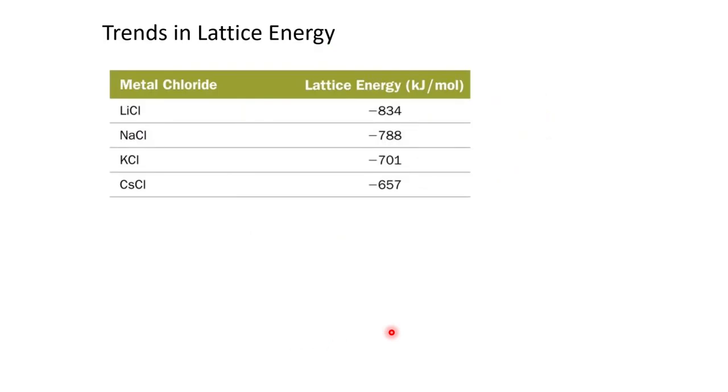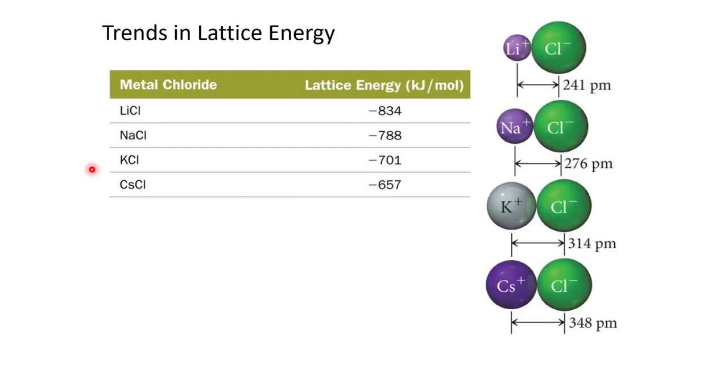So let's look at these trends in lattice energy. We see that lithium, sodium, potassium, cesium, as you go down this group, you see the lattice energy getting closer to zero. So why might this be? Well, if we look at the trend in size, we see that lithium is the smallest, cesium is the largest.